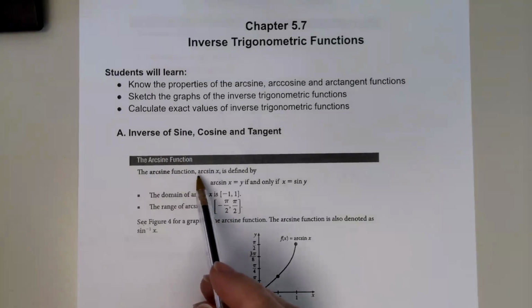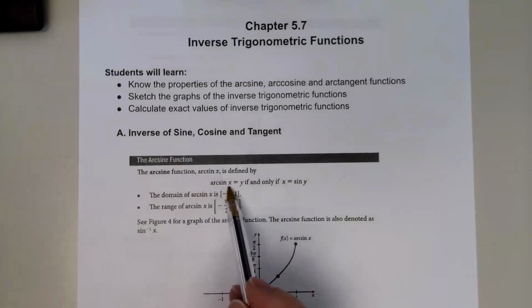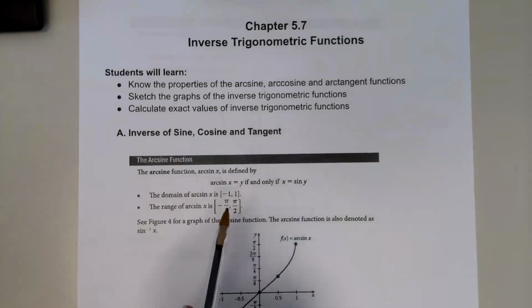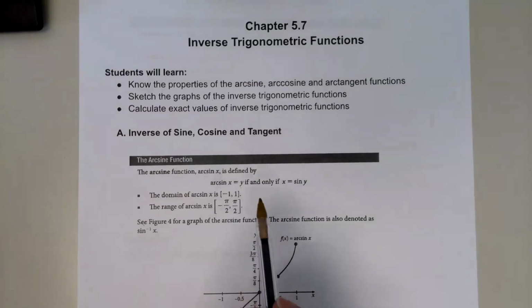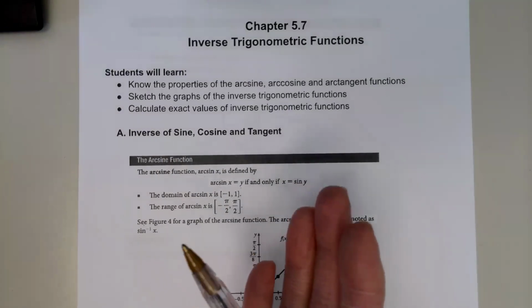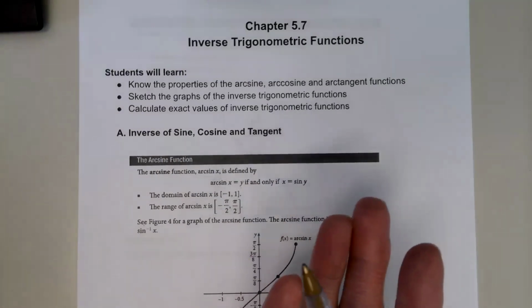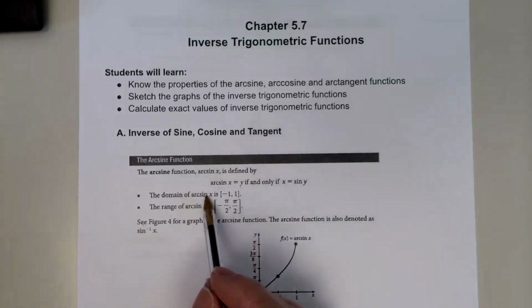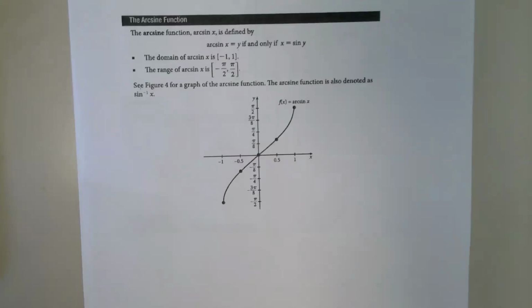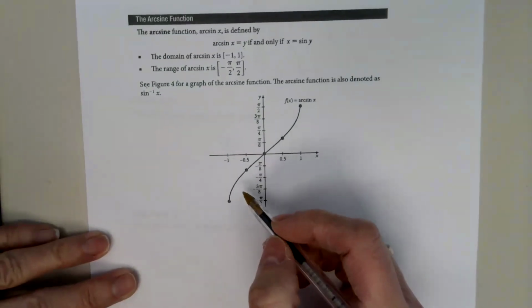So the arcsine function is defined as the arcsine of x is y if and only if x equals the sine of y. So we're essentially thinking the arcsine of a value is what x in radians could give me that ratio for sine. The domain of the arcsine is -1 to 1, and the range of arcsine is -π/2 to π/2. So they're just opposite of each other for the sine function. And this is what the graph of the arcsine looks like.